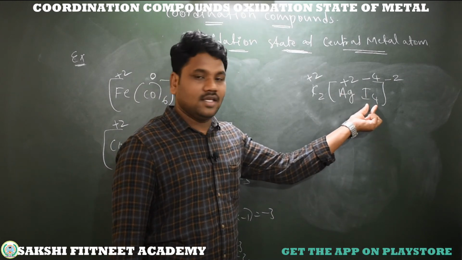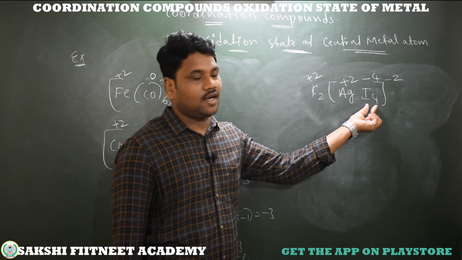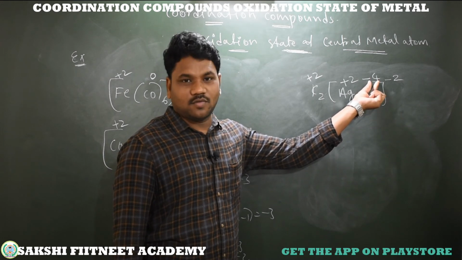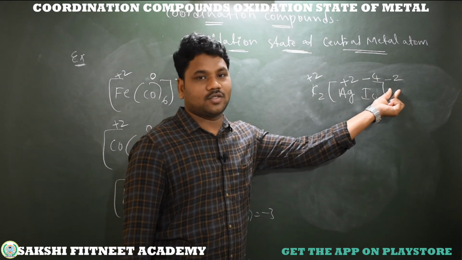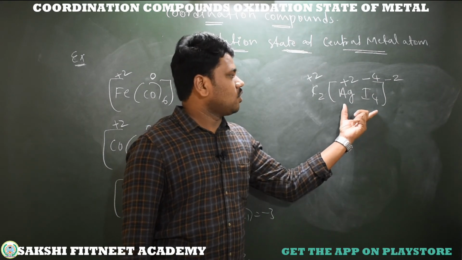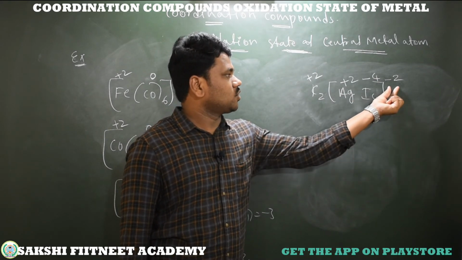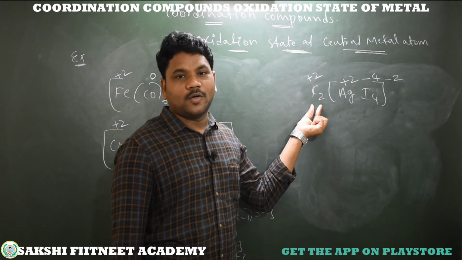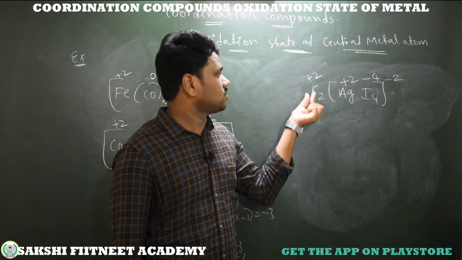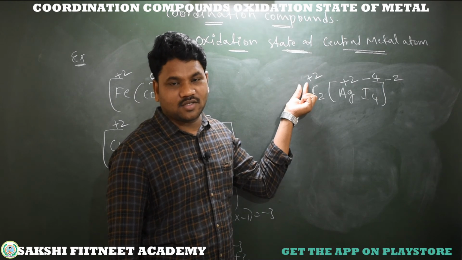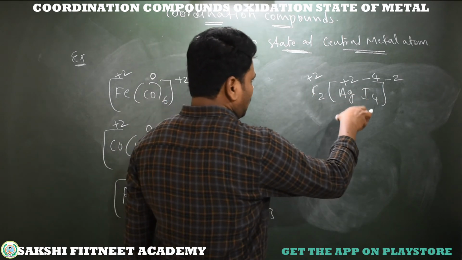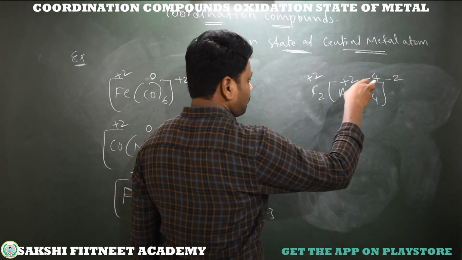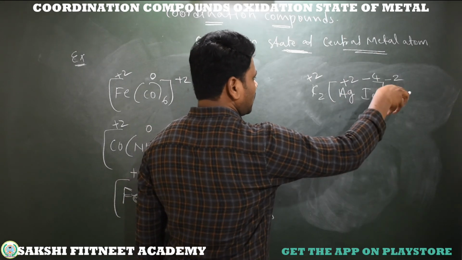4 ligands, each ligand giving -1 oxidation state. So 4 ligands are there, -4. So -4 +2 is equal to -2. So the overall charge on this coordination sphere is -2. That is neutralized with 2 potassium counterions, giving +2 oxidation state. In the same way, I am taking a positive coordination sphere with a negative counterion.